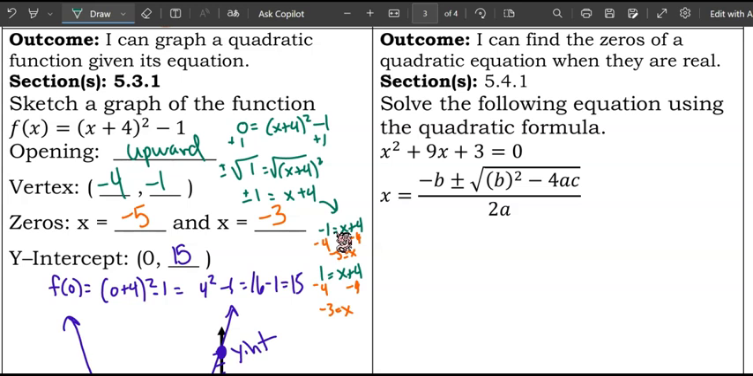The first thing you want to make sure is that it's in standard form, where you have something x squared plus something x plus a constant equals 0. We already have that, so we'll go to the next step. Identify your coefficients. A equals 1, there's only one x squared there. B is 9, and C is 3. From there, we'll plug it into the quadratic formula.